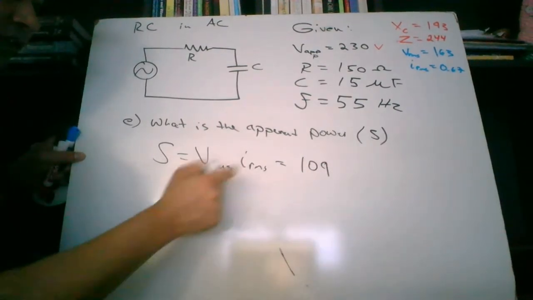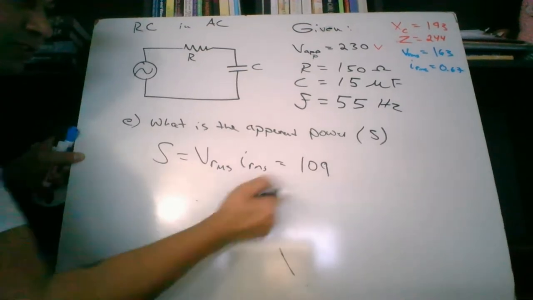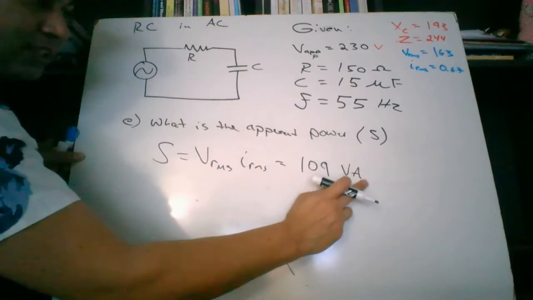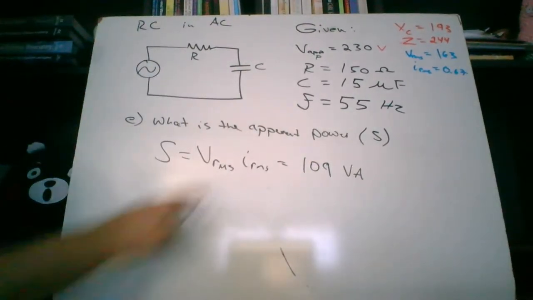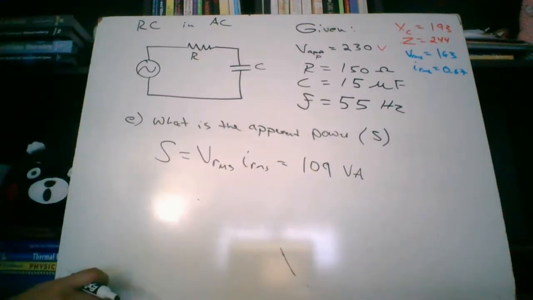And again, we're not going to use the units of watts. We're going to use the units of volt times ampere, but we're not going to put the R here because it's not the reactive power, it's the apparent power. So it's going to be 109 volt amperes.